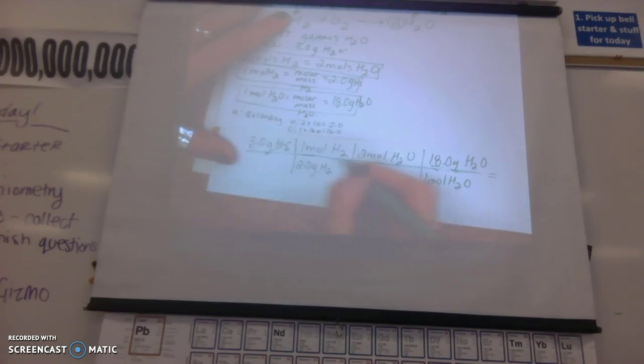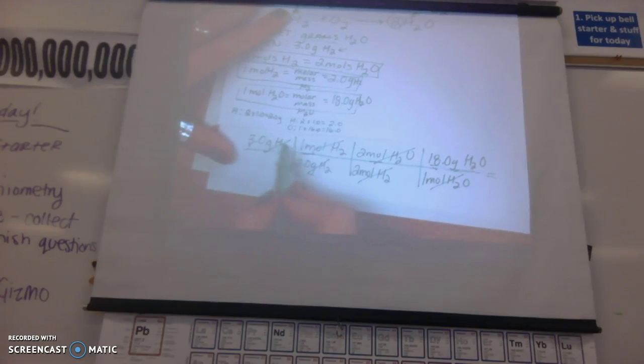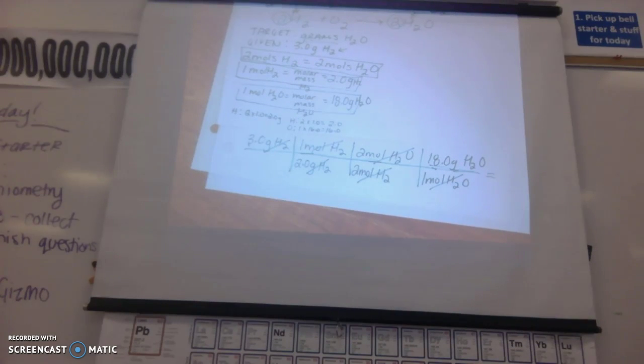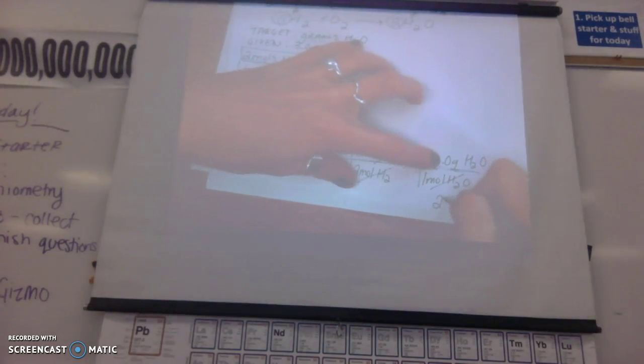Step 4, check that your units cancel. Grams, grams, moles H2, moles H2, moles H2O, moles of H2O. To solve it, multiply across, divide down, try it with me. 3 times 1 divided by 2 times 2 divided by 2 times 18 divided by 1. What do you guys get? Yeah, you should get 27.0 grams of H2O.